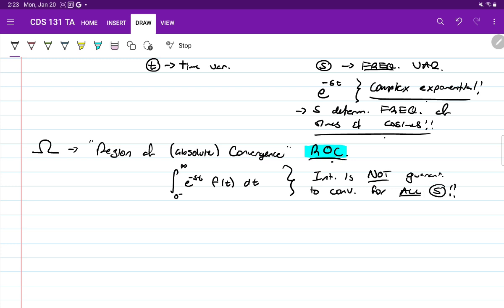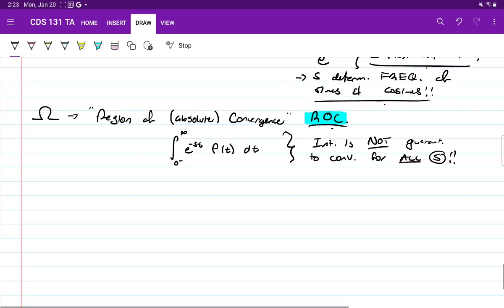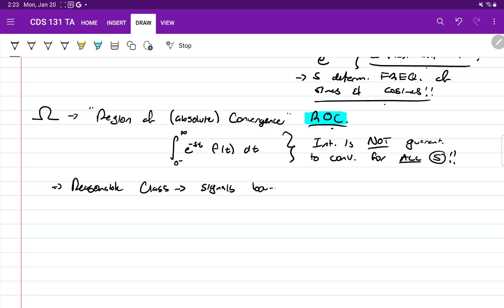For example, if I take f that grows faster than e to the minus st, this integral is going to blow up, right? So how can I guarantee that I'm going to have some non-empty region of absolute convergence? Well, we actually need to specify a nice class of signals for which this will happen. Maybe a reasonable class is the set of signals bounded by some exponential.